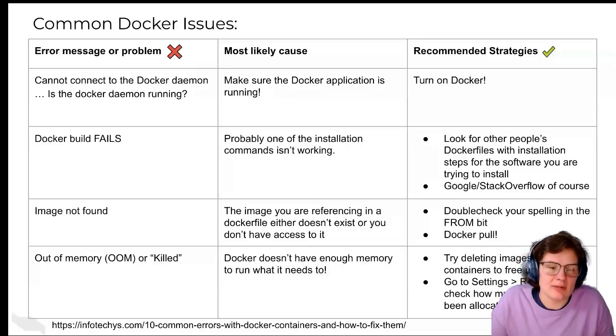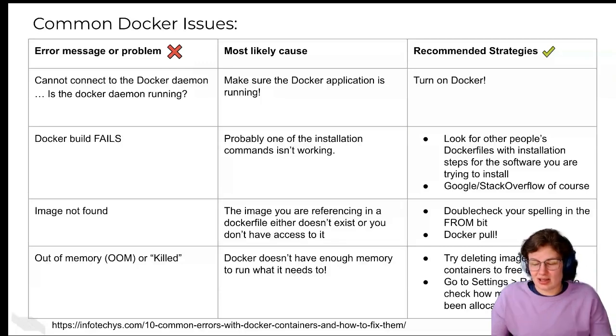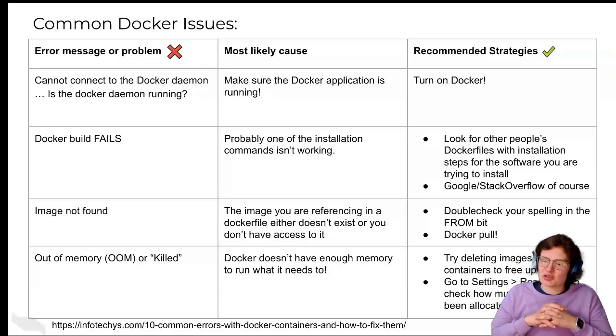See what's happening. Out of memory, right? Or sometimes it'll just say killed. This actually can happen a lot when Docker doesn't have enough memory to run what it needs to. The way you can get around this is you can try deleting images and containers to free up memory, but you also might need to go into settings. There are sometimes default settings, depending on what you're doing, that control how much of your computer's resources Docker is allowed to use.